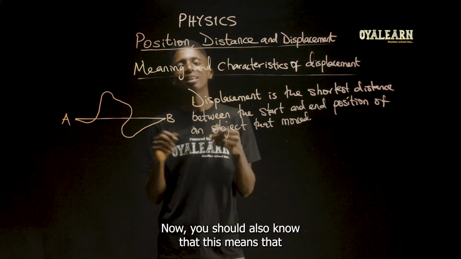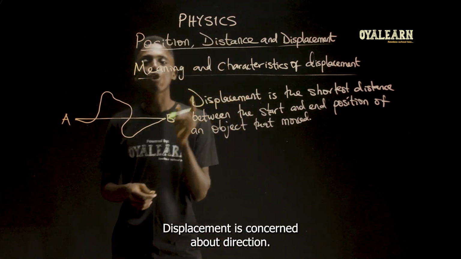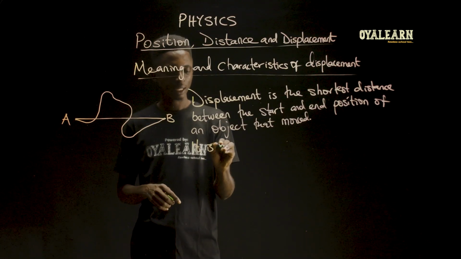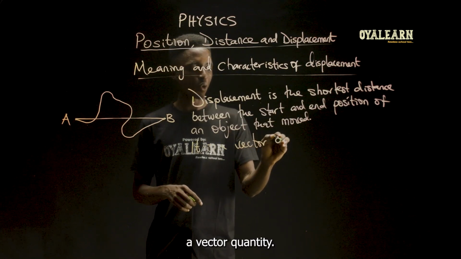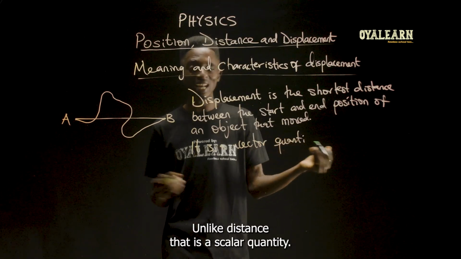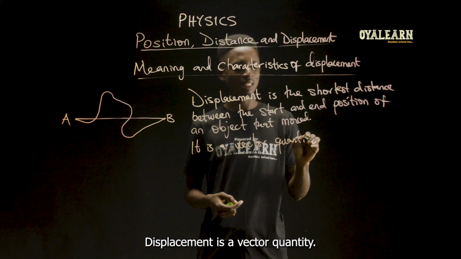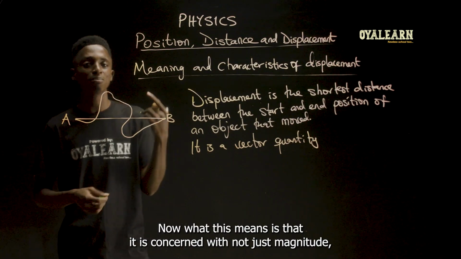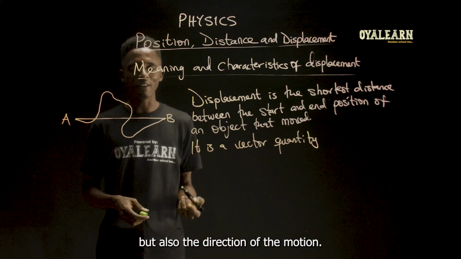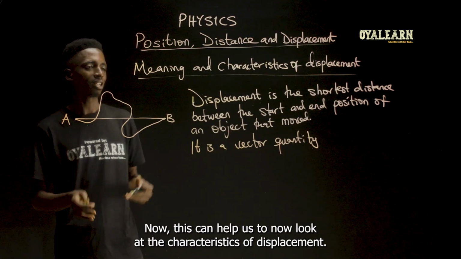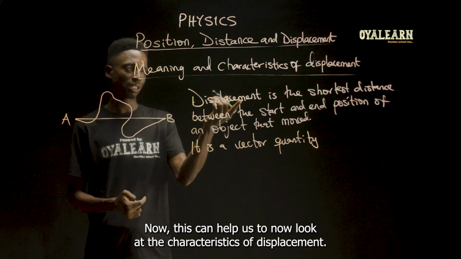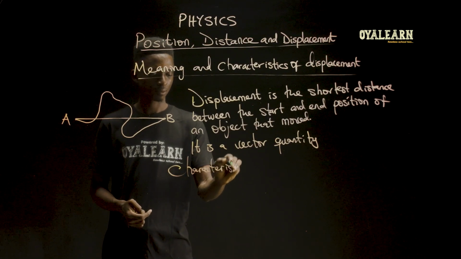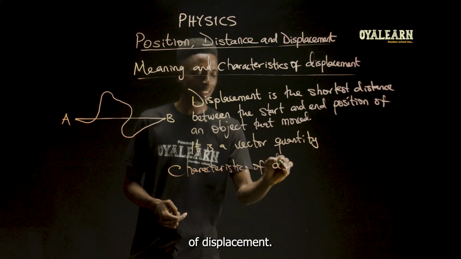Now, you should also know that this means that displacement is concerned about direction. So note it. It is a vector quantity. Unlike distance, that is a scalar quantity, displacement is a vector quantity. What this means is that it is concerned with not just magnitude, but also the direction of the motion. Now, this can help us to look at the characteristics of displacement. So, let's put that down. Characteristics of displacement.